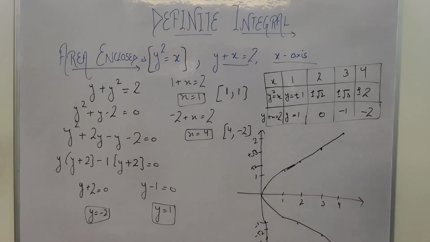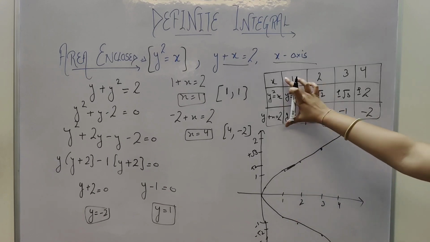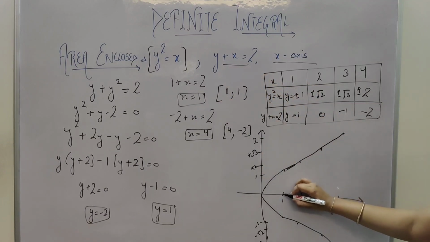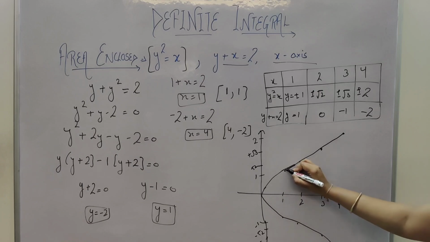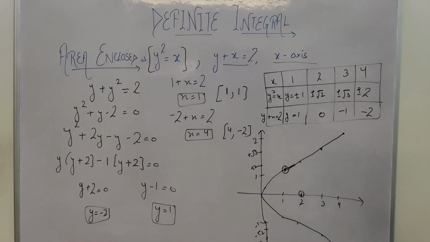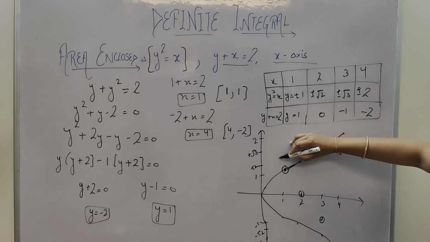This is drawn like this, and calculate simultaneously this line. When x is 1, the value is 1. If it is 2, the value is 0. If it is 3, the value is minus 1. If it is 4, the value comes minus 2. So this is the line.